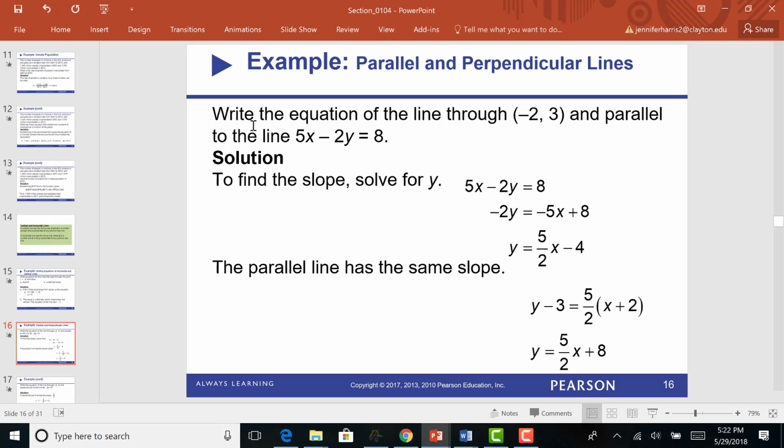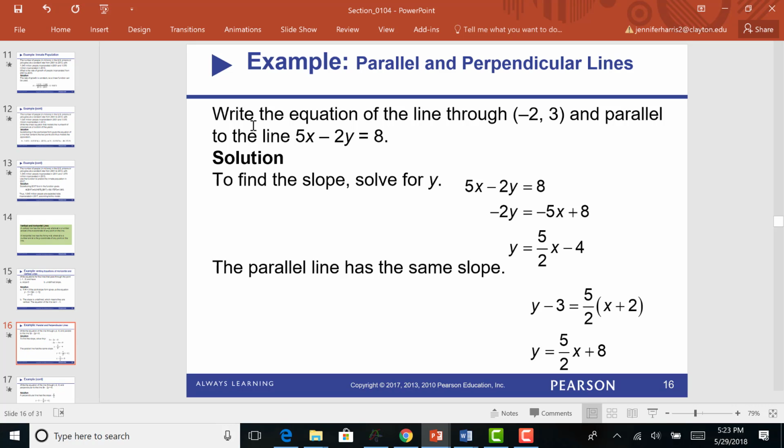They only gave you one point. Can you calculate the slope with one point? No. So you need to figure out the slope of the equation that they gave you. You need the slope, so you gotta rewrite that equation in y equals mx plus b form. Here's the step: rewrite the equation in y equals mx plus b form.